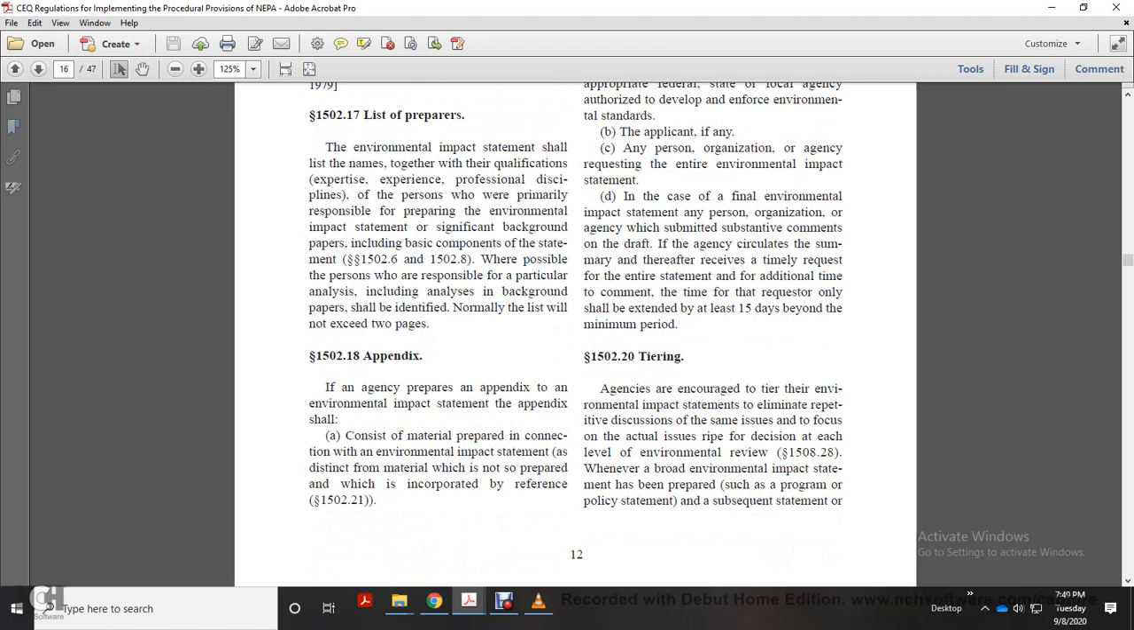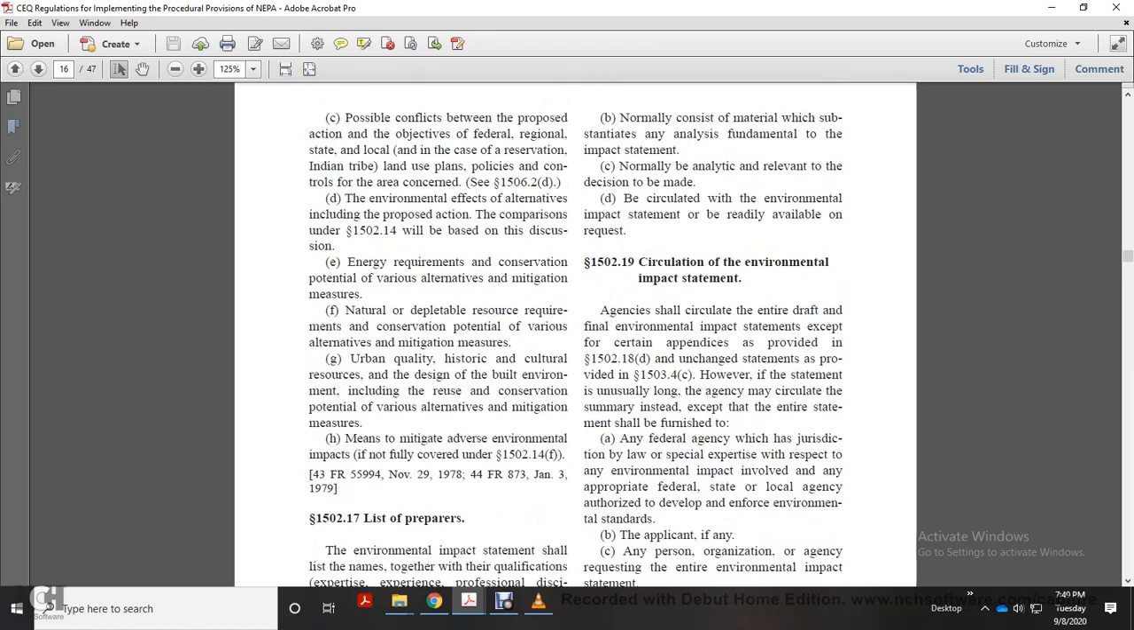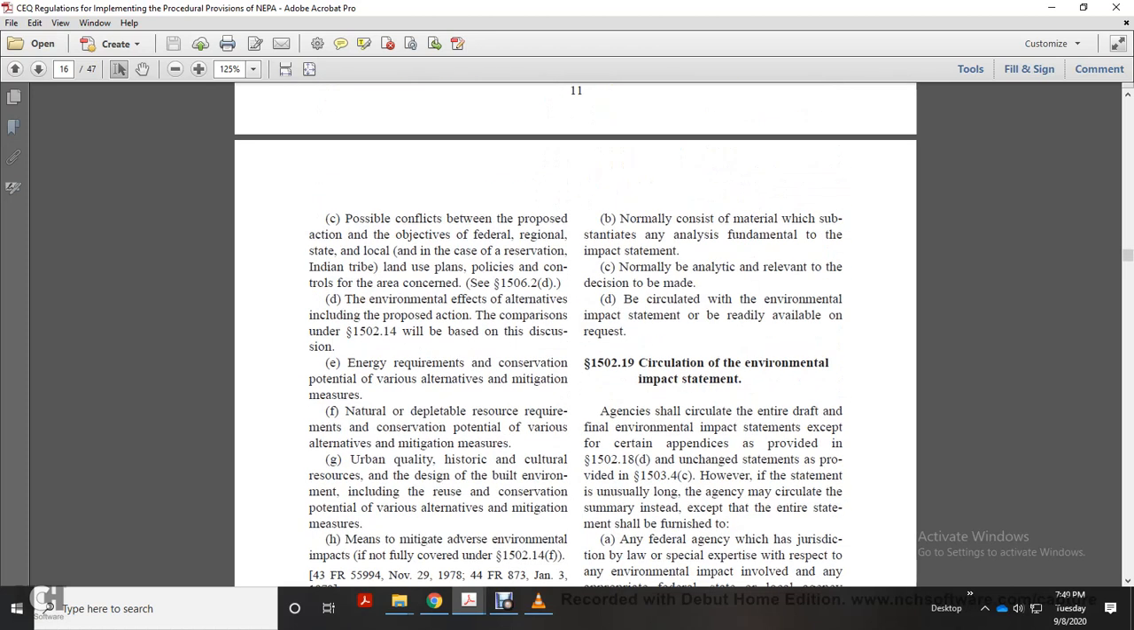1502.18, appendix. If an agency prepares an appendix to an environmental impact statement, the appendix shall consist of material prepared in connection with the environmental impact statement, as distinct from material which is not so prepared and which is incorporated by reference (1502.21). Normally it consists of material substantiating any analysis fundamental to the impact statement, analytical material relevant to the decision to be made, and material to be circulated with the environmental impact statement, and it shall be readily available on request.